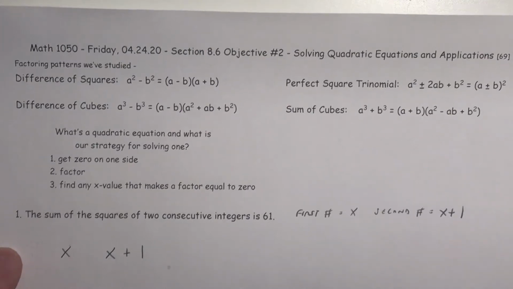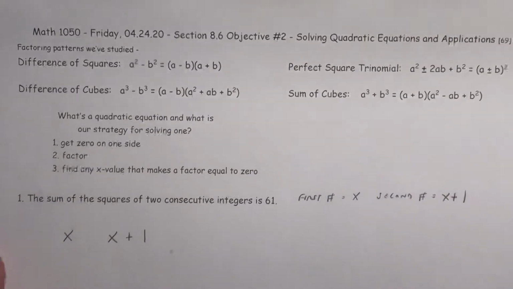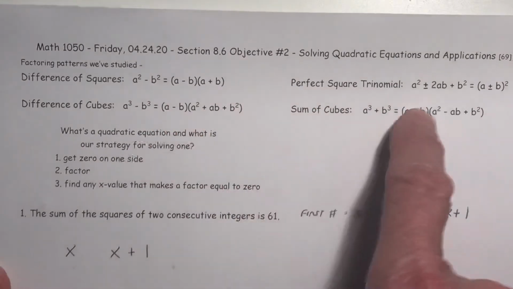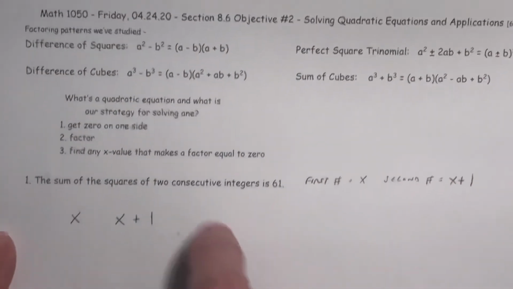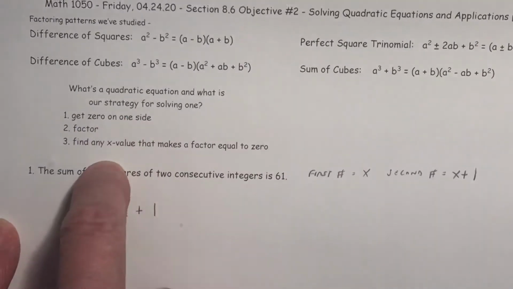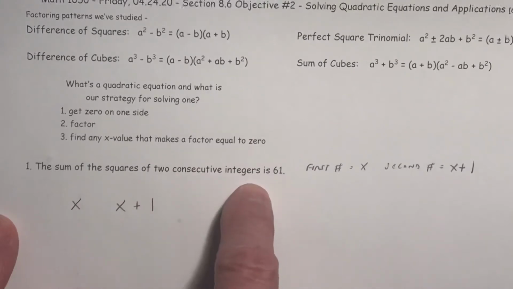Hi, this is page 1 of Friday's lesson, number 69. This is the last new material, and there's some reminders at the top, the factoring patterns we've been learning, and the strategy for solving a quadratic that we worked on yesterday. Today we're going to take some little stories and translate them into equations, quadratic equations, and then solve them.